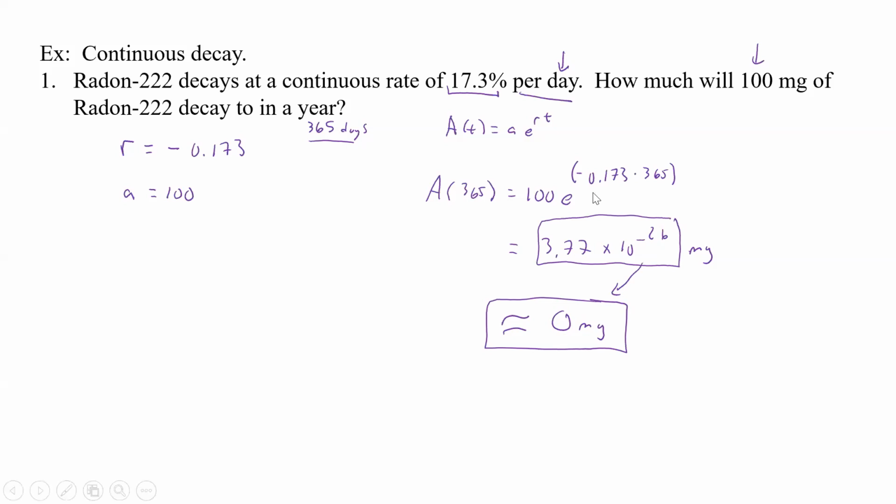Okay. So again, the key things in this one were, we know it's a decay, so instead of a positive 17.3%, it's a negative 17.3%. It's per day, so our year, we have to convert to days, and then when we plug it all in, everything's in the same units, and then we should be okay as far as how that goes.